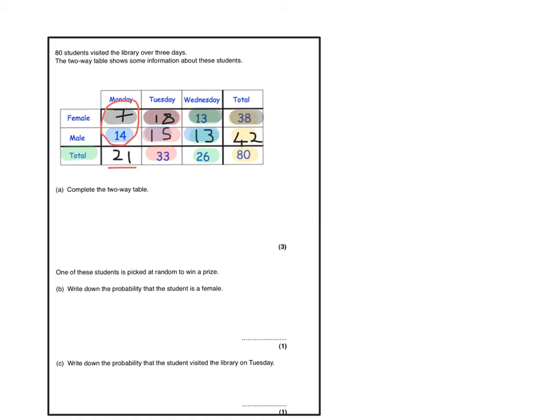One of these students is picked at random to win a prize. Write down the probability that the student is a female. So a female is here. All of the females is 38. So that's 38 females out of a total, and it says it in the question and it also says it here, 38 out of 80.